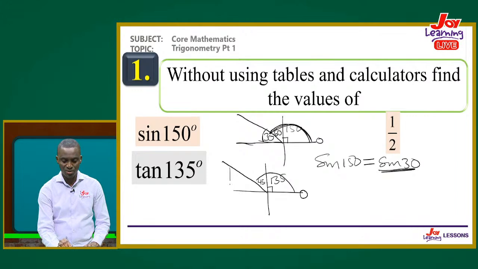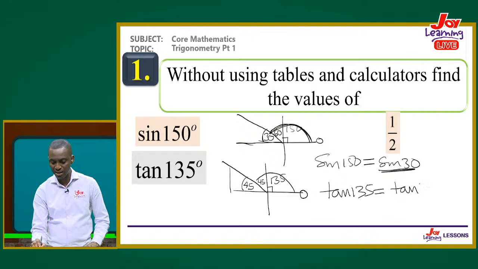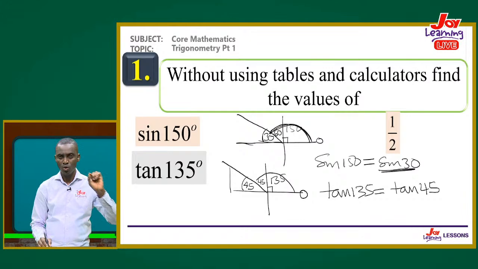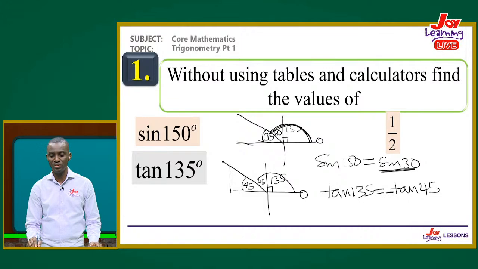For that matter, I can say tan 135 should be equal to the acute angle, tan 45. But then I picked tan 45 not in the third and first quadrant. It is in the second quadrant. And in the second quadrant, for every angle picked in the second quadrant, only sine is positive. Remember we did that. And so tan is supposed to be negated. And so that becomes our answer. So it will be negative tan 45.